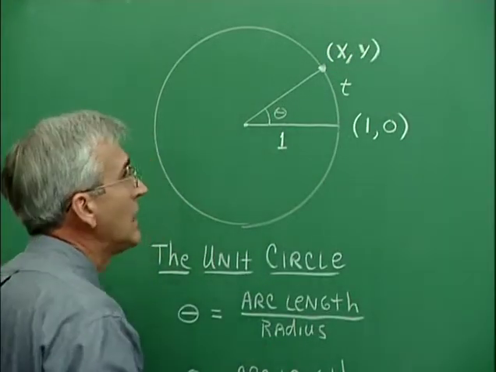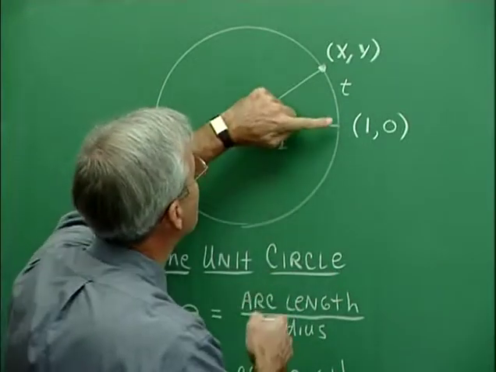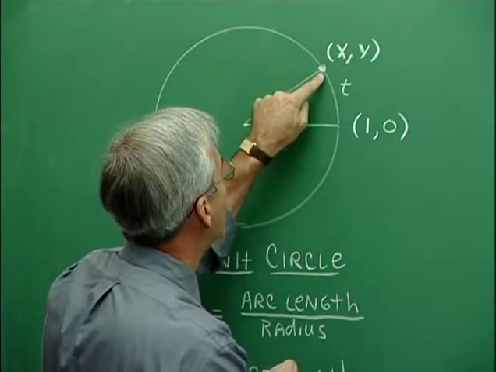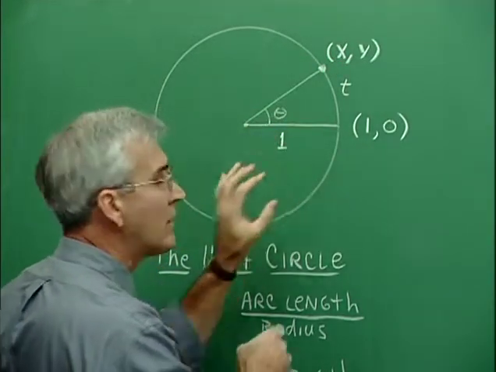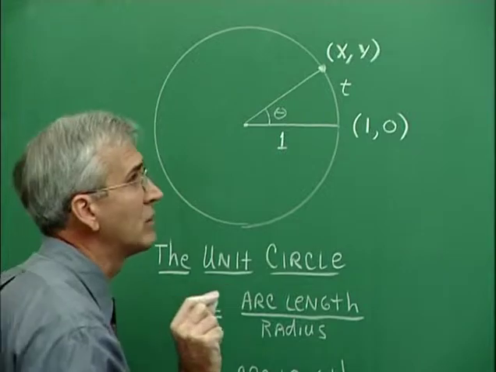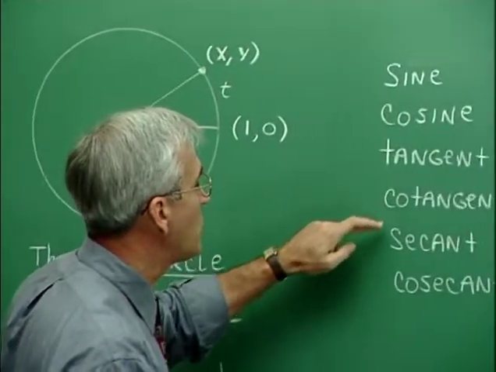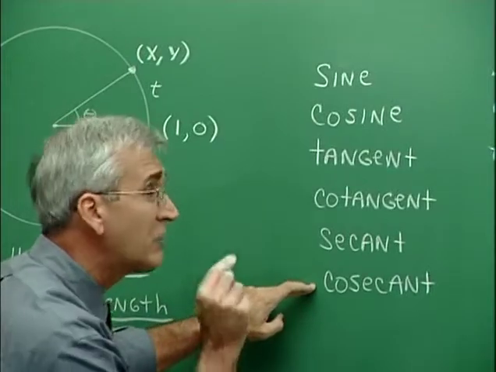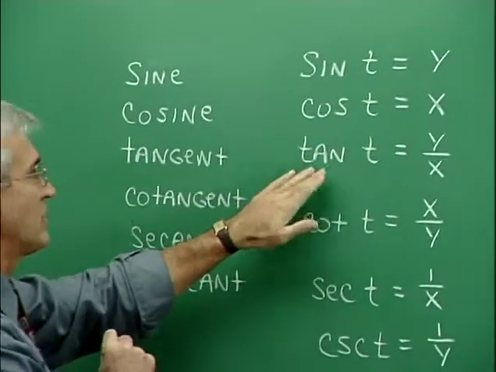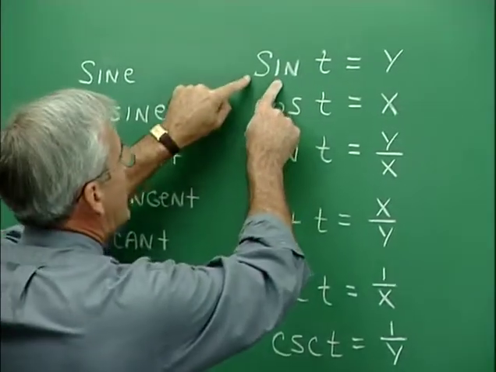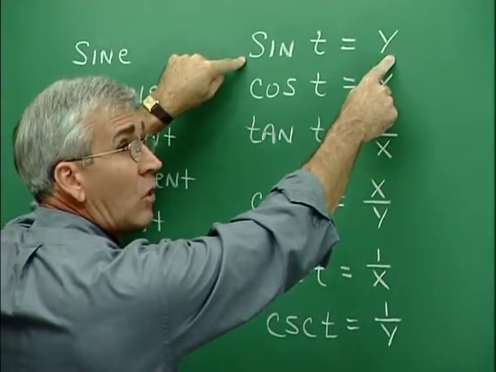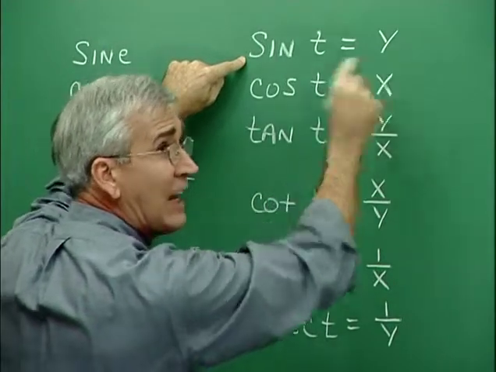Now, let's associate this idea of arc length and the coordinates of that point on the unit circle with trig relationships or trig functions. There are 6 trig functions: sine, cosine, tangent, cotangent, secant, cosecant. And let's define them this way. Sine is abbreviated as sin, cosine is cos, tangent is tan, and so on.